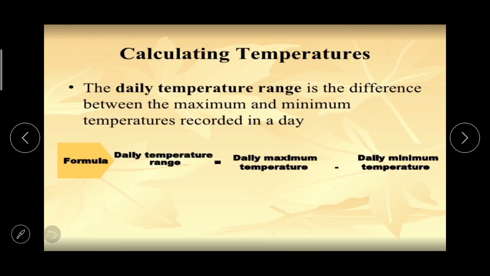Calculating temperatures. The daily temperature range is the difference between the maximum and minimum temperatures recorded in a day. Simple thing. If we calculate daily temperature range, then what we have to do? Daily temperature range is equal to daily maximum temperature, उस particular दिन का higher temperature हमें लेना है and minus daily minimum temperature. By this we will get daily temperature range.